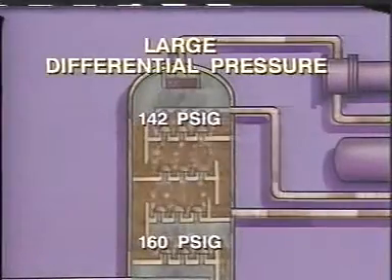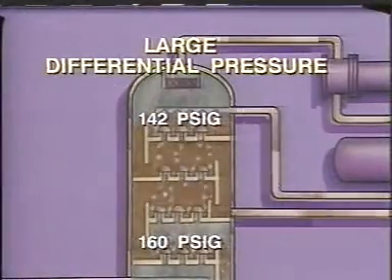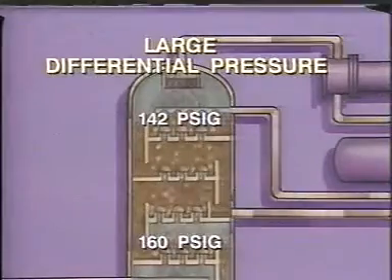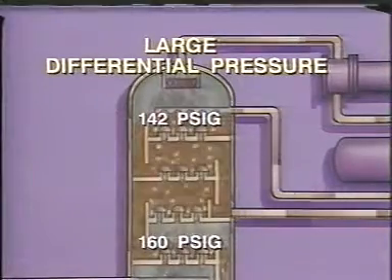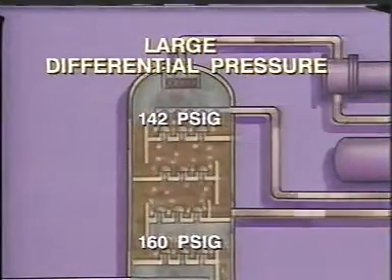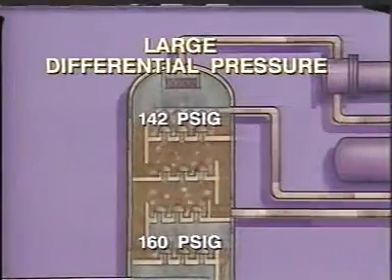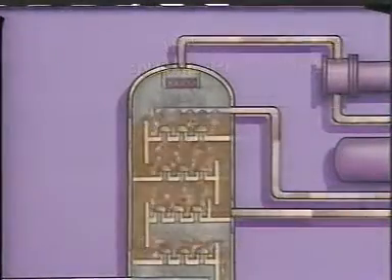Third, in a flooded section of a tower, rising vapors have to push against a very high hydrostatic head of liquid. As a result, differential pressure in this area of the column is larger than normal.